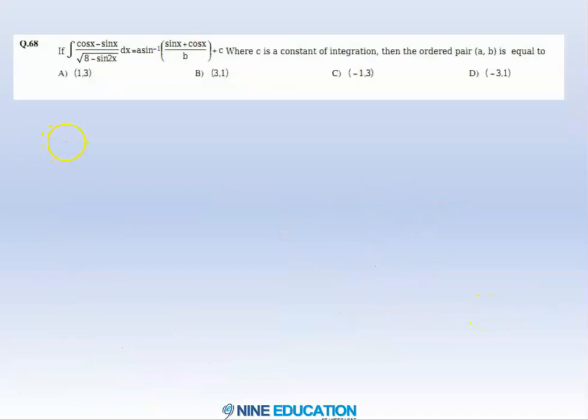Question number 68 is, integration of (cos x minus sin x) by root over (8 minus sin 2x) dx can be given as A sin inverse ((sin x plus cos x) by B) plus C. Then the ordered pair (A, B) is. So if you observe this question carefully, we have cos x minus sin x in the numerator.